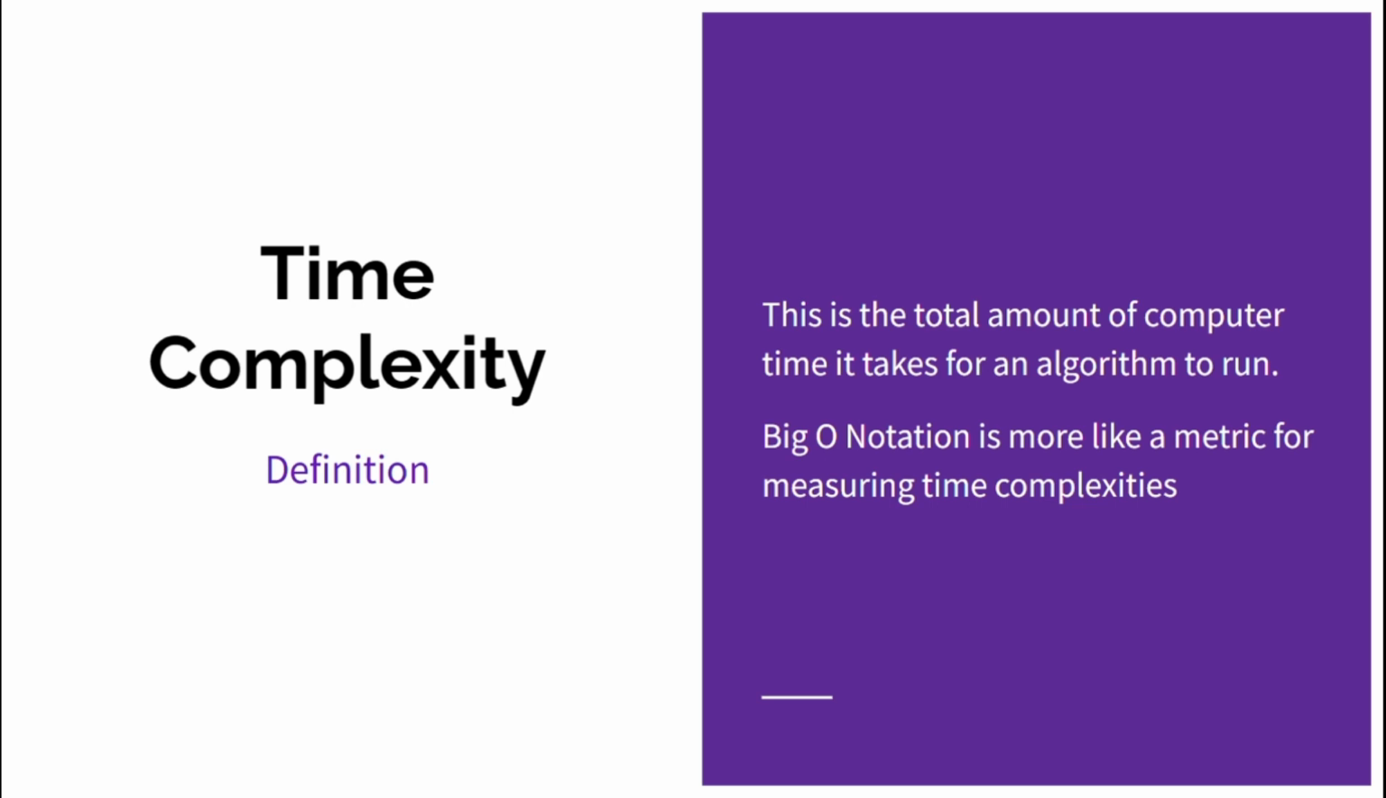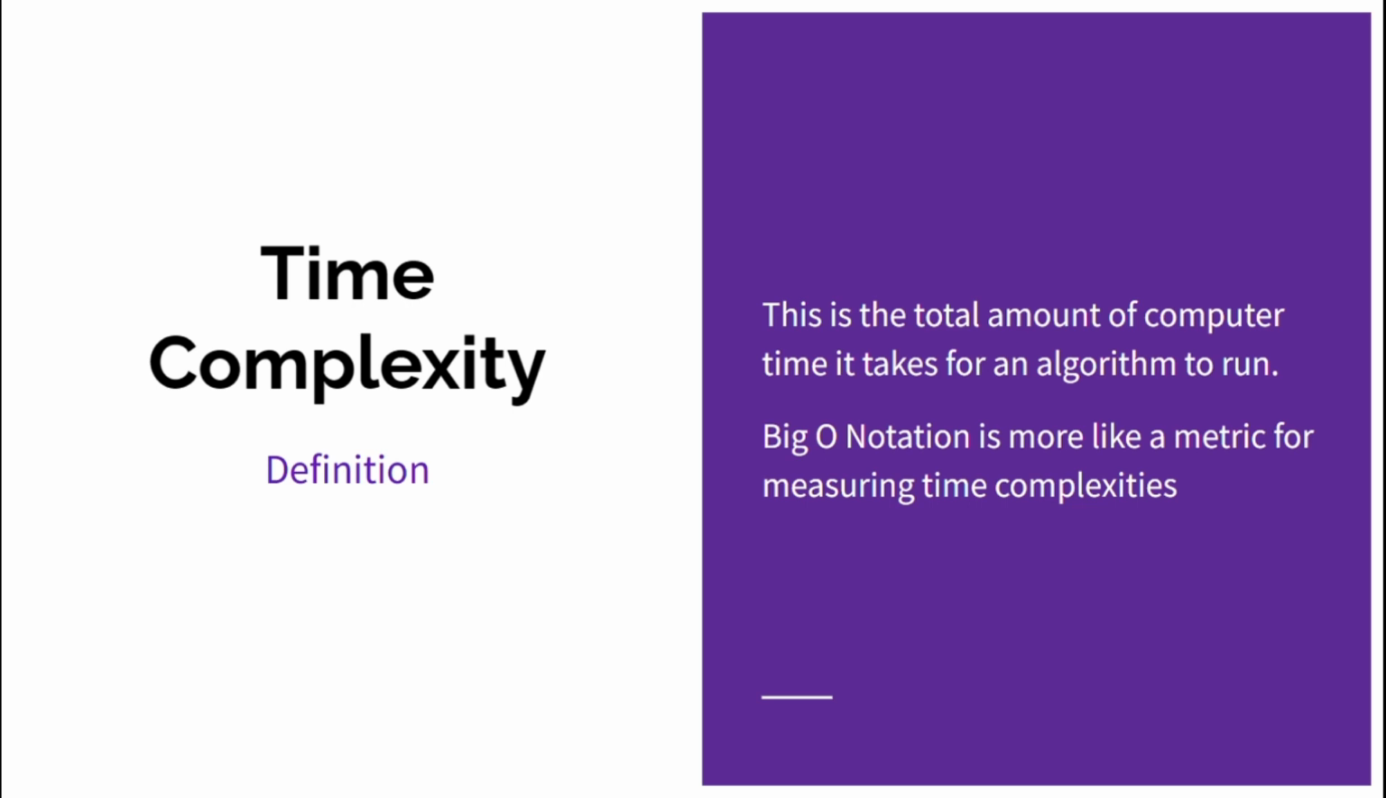So we start off with defining what a time complexity is and what the big O notation actually is. A time complexity is the total amount of computer time it takes for an algorithm to run. Basically in your web browser, or if you're a web developer, you check the dev tools, you can see the network time, the load speed of the page and something like that. So the time complexity is more like the amount of computer time it takes for an algorithm to execute its code, to execute its function.